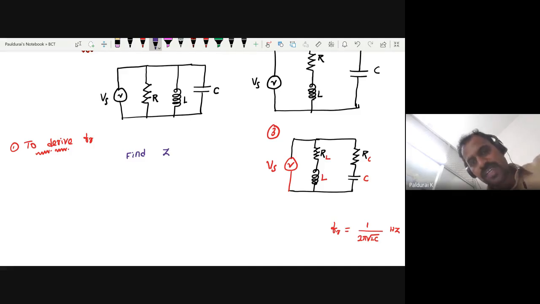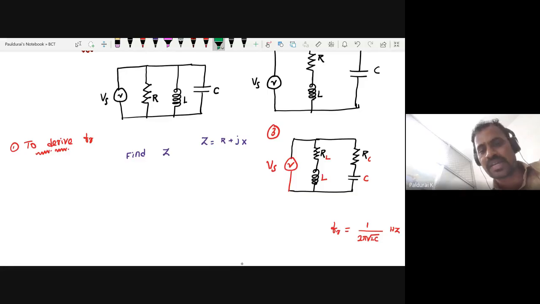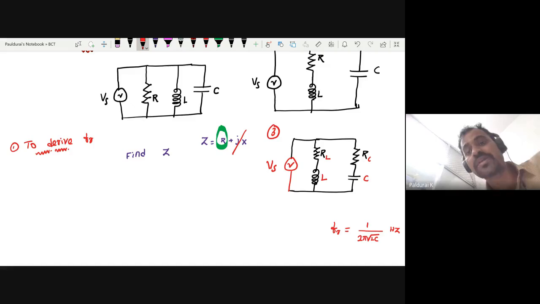What is the condition for resonance? You know, impedance Z equals some real part plus some imaginary part. It may be XL or XC, in general take some X, a combination of XL and XC. When resonance occurs, at resonance, you will get only the real part. So what will happen to the imaginary part? The imaginary part becomes 0. So you want to find the impedance, and make this imaginary part equal to 0.